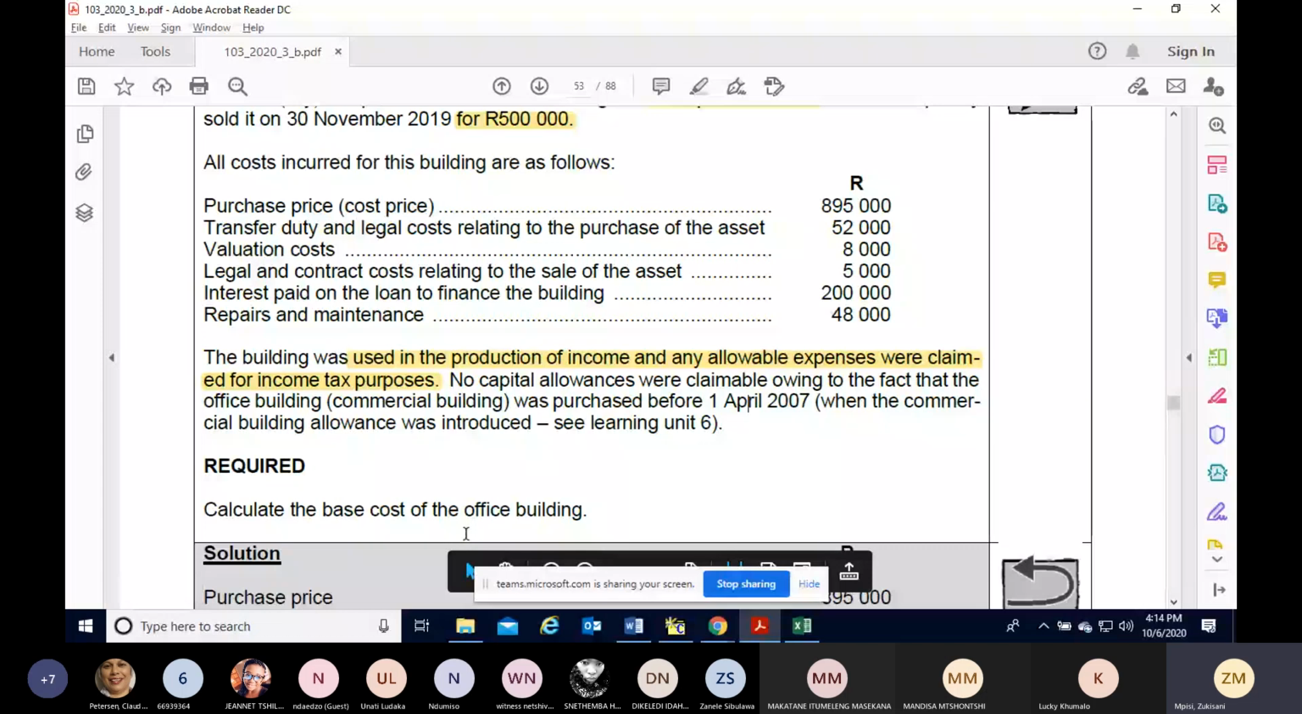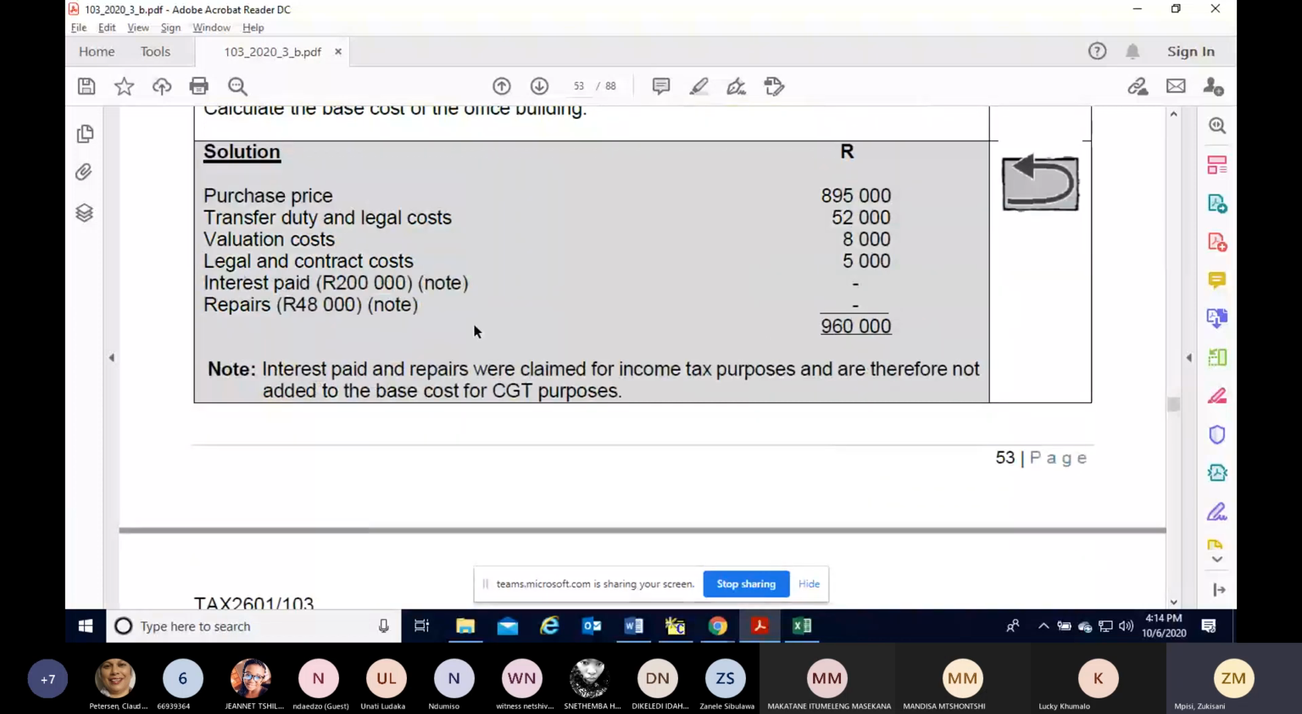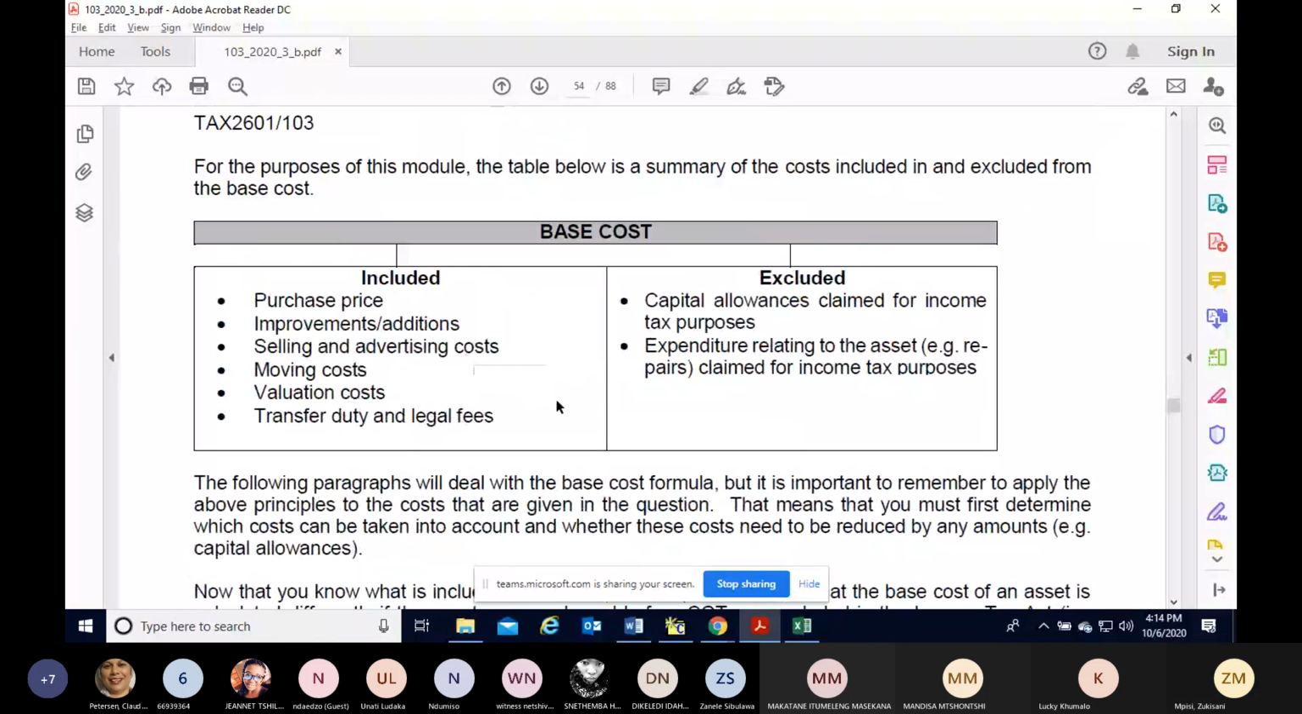So in this case, the purchase price will be part of the base cost, as well as transfer duty, valuation cost, and legal and construction cost relating to the asset. But what you're going to have excluded is your interest paid and your repairs. Because remember, these deductions were claimed already for income tax purposes in terms of section 11A. So these ones would have been claimed already.